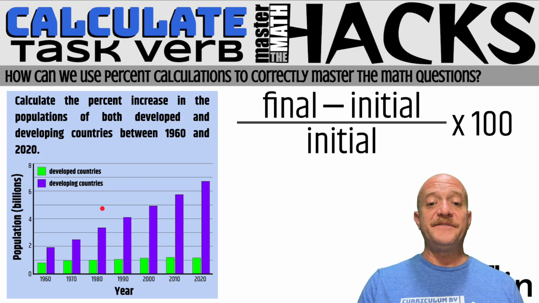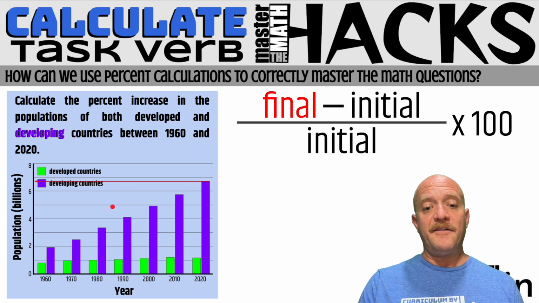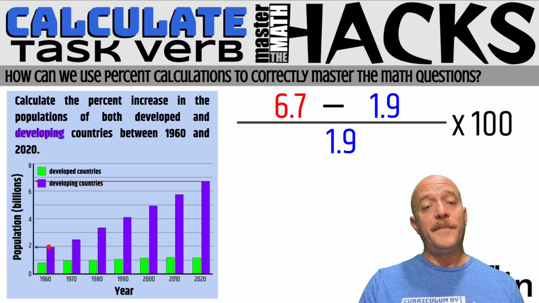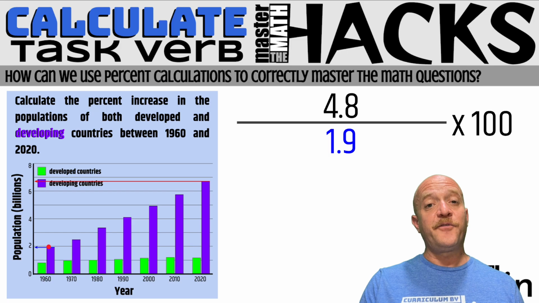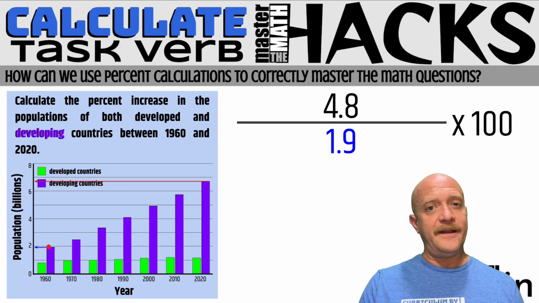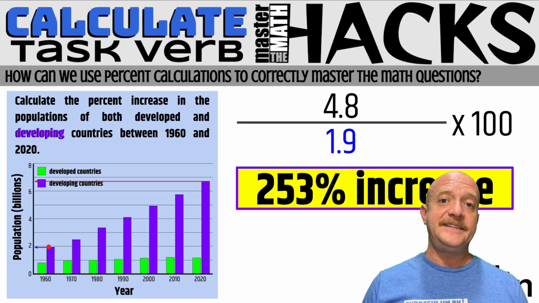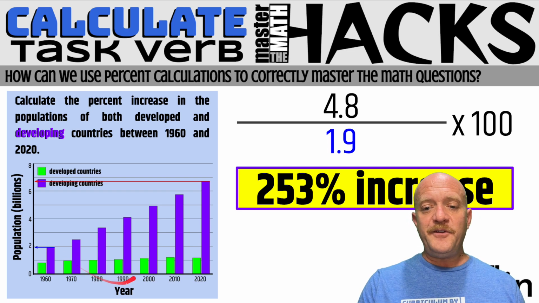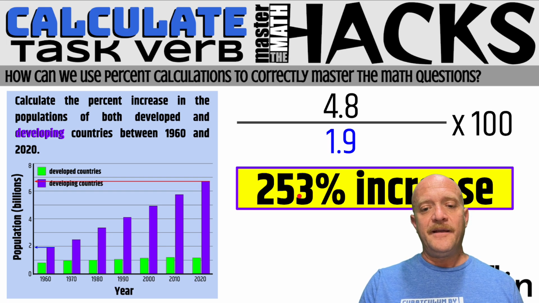Now, I'm going to do the developing countries in purple. Again, I have my final value minus my initial value. 6.7 minus 1.9 divided by 1.9. That's 4.8 divided by 1.9. Get out your calculators. That is a 253% increase. If you would have said 250%, you would have also received credit because of significant figures. It's okay.